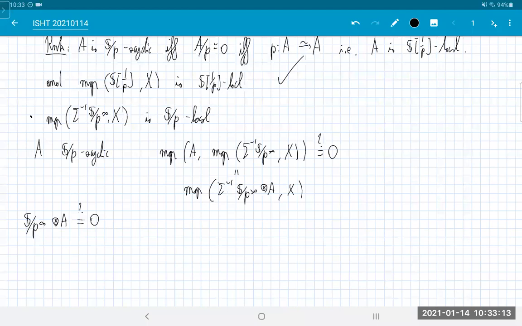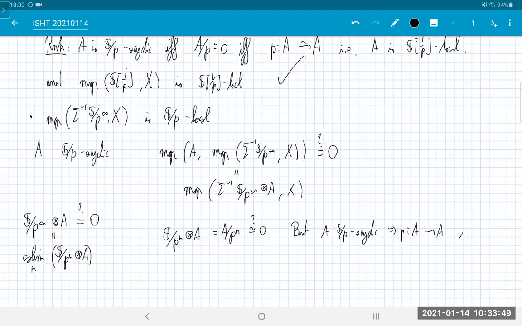But that's easy because remember, this is the colimit over N of S mod P to the N tensor A. Remember, the tensor product commutes with colimit, so I can bring it inside. So it's enough to prove that S mod P to the N tensor A, that is A mod P to the N, is zero. So far, no harm, no foul. But A is S mod P acyclic. This implies P is an equivalence. And this implies P to the N is an equivalence, of course, since that's just P done N times. So this is very formal. But nonetheless it is nice.